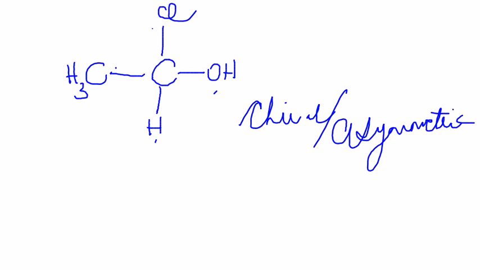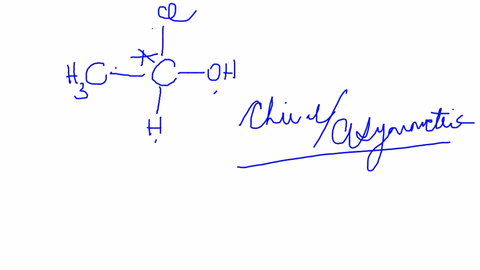Usually, if you have to seek asymmetric centers, you put an asterisk right by it, and that will tell you that it's an asymmetric carbon atom. So be prepared to look for some asymmetric carbon atoms in the near future.